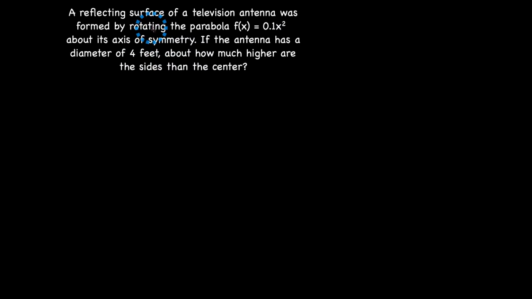Alright guys, here's a problem to look at, so let's read through it. A reflecting surface of a television antenna was formed by rotating the parabola f of x equals 1/10 x squared about its axis of symmetry. If the antenna has a diameter of 4 feet, about how much higher are the sides than the center?